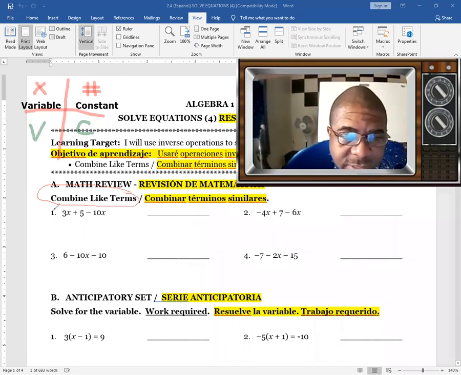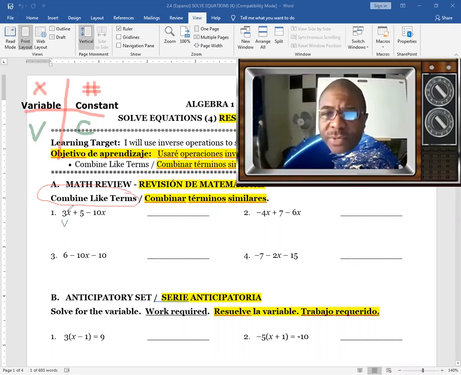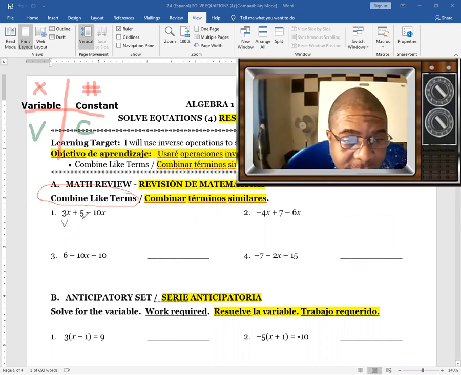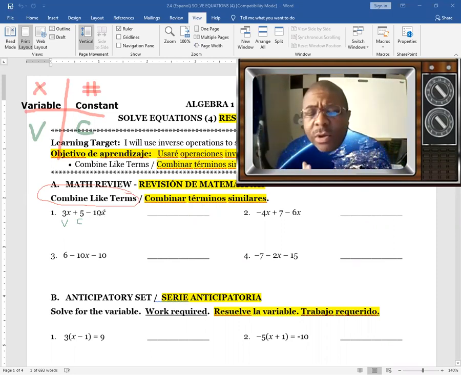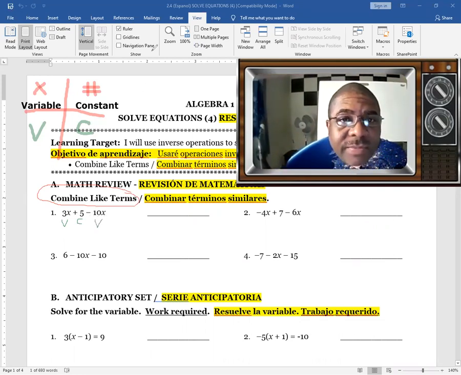Good. So I'll look at this first problem. Number one, 3x plus 5 minus 10x. Well, this is a V family because it has a 3 and an X. The X having that variable next to it makes it part of the variable family. And this is a constant, plus 5. It's always going to be 5. And negative 10x, since it's 10 times x, that's variable. So keep that in mind.